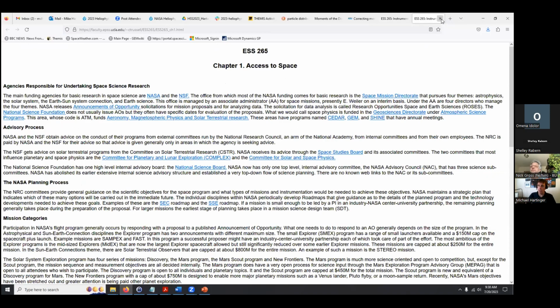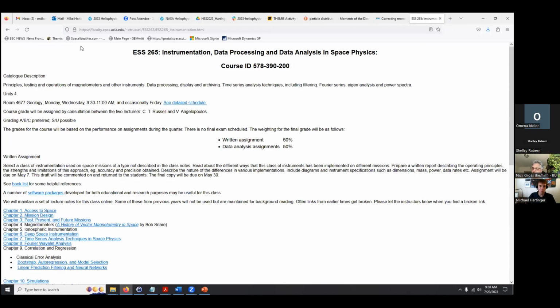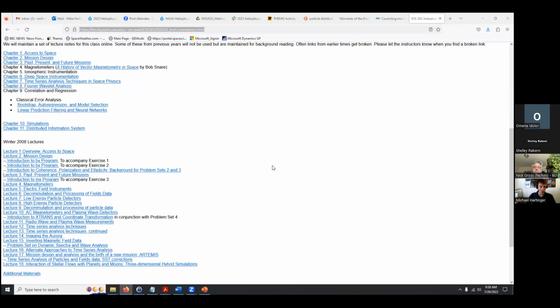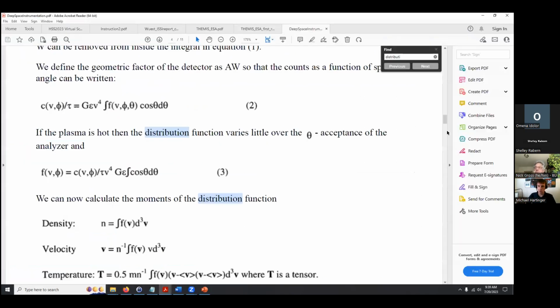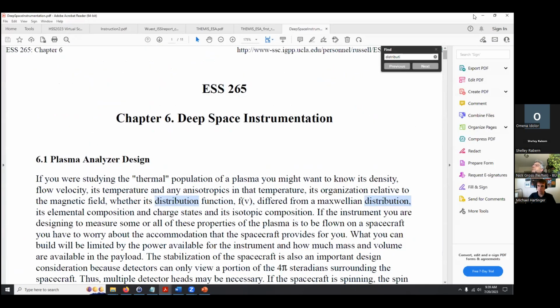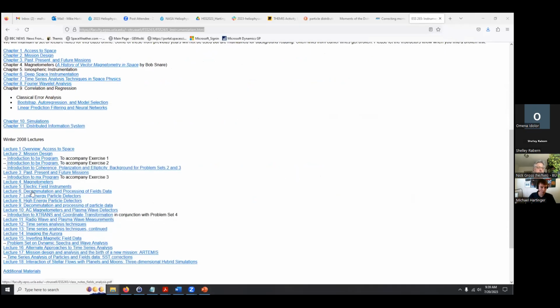Okay. So, again, this is going to be a little dated. I'm not sure when this was released, but again, credit to UCLA because this is coming from there. There's a lot of good description here, and the one particularly on the distribution function that might be of interest is, let me see, is this chapter 6? Which doesn't match up with, oh, here it is, chapter 6, deep space instrumentation.